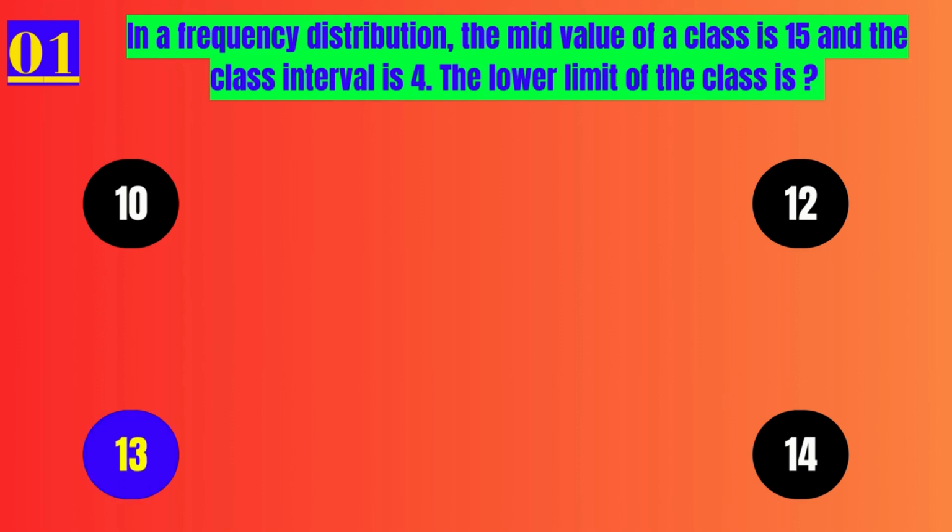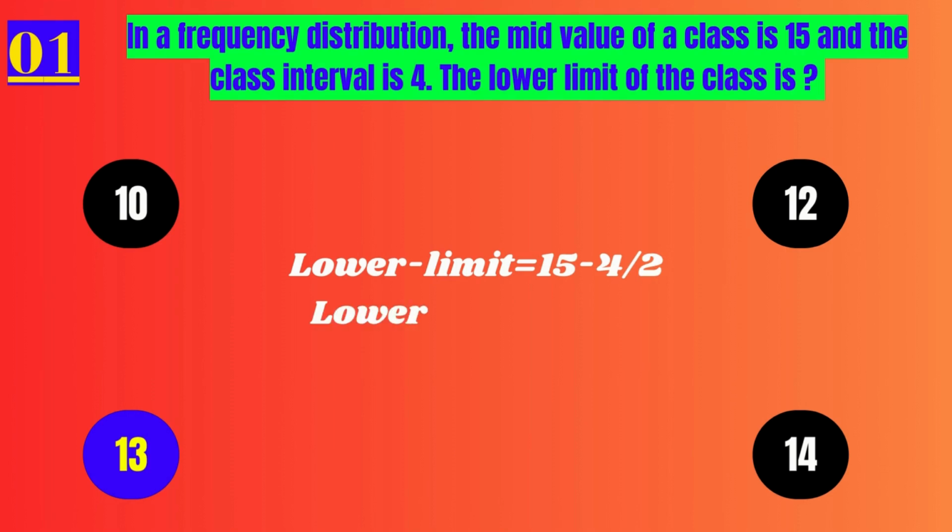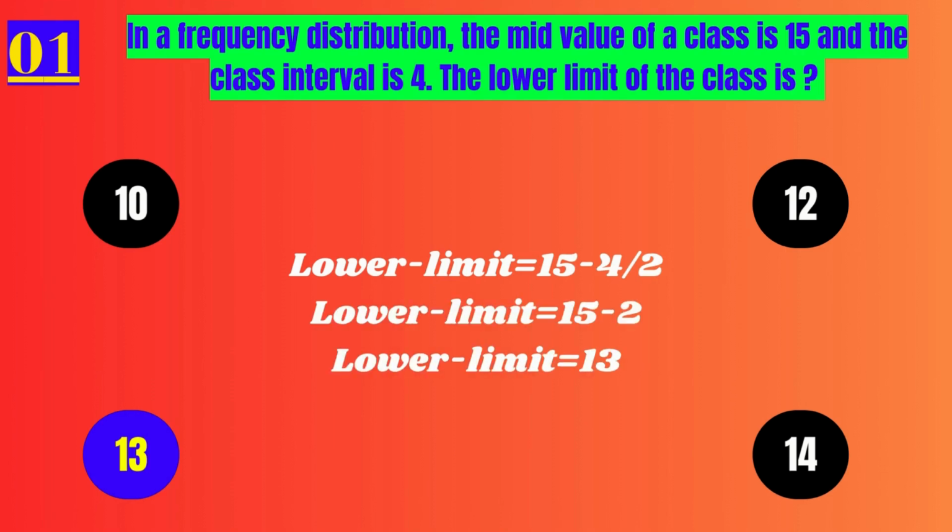The lower limit of the class is 13, which is found by subtracting half of the class interval, that is 4 by 2 equals 2, from the mid-value, 15. Lower limit equals mid-value minus half of the class interval, equals 15 minus 2, equals 13. Hence, the lower limit of the class is 13.